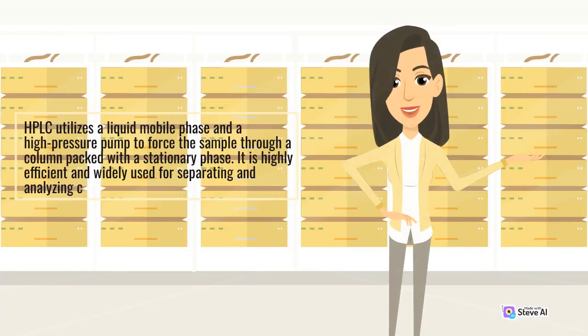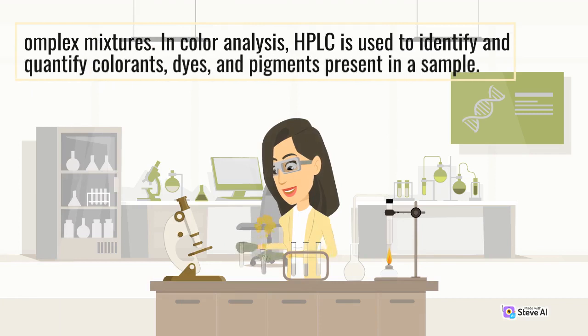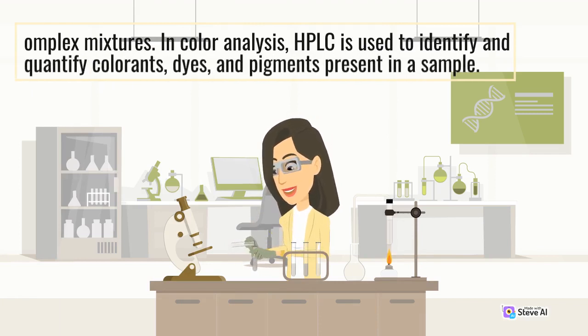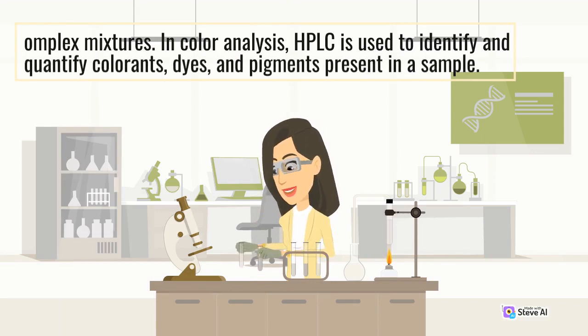HPLC utilizes a liquid mobile phase and a high-pressure pump to force the sample through a column packed with a stationary phase. It is highly efficient and widely used for separating and analyzing complex mixtures. In color analysis, HPLC is used to identify and quantify colorants, dyes, and pigments present in a sample.